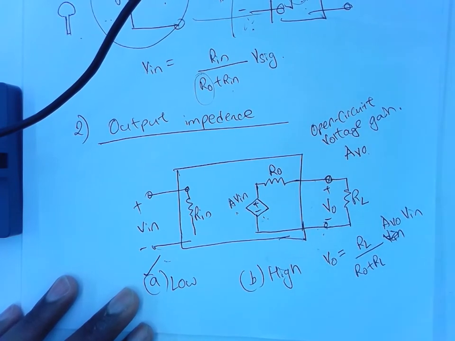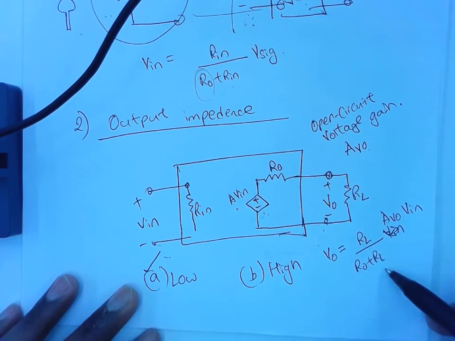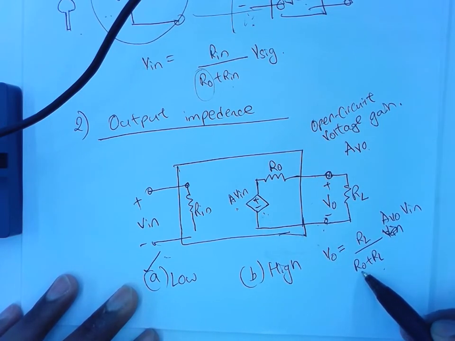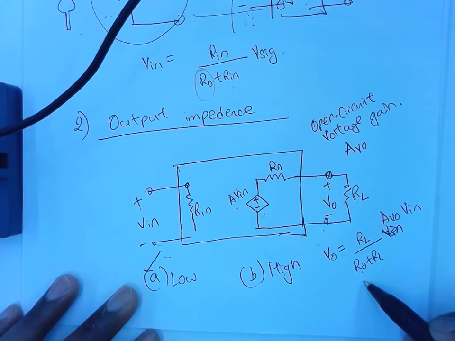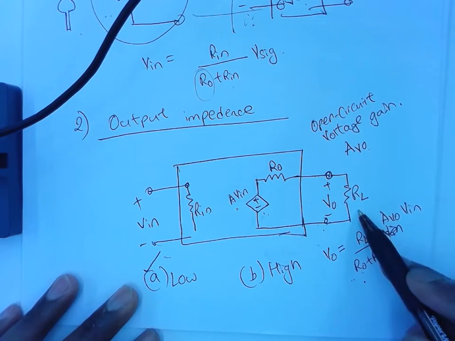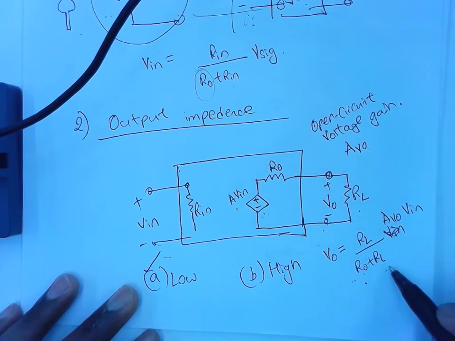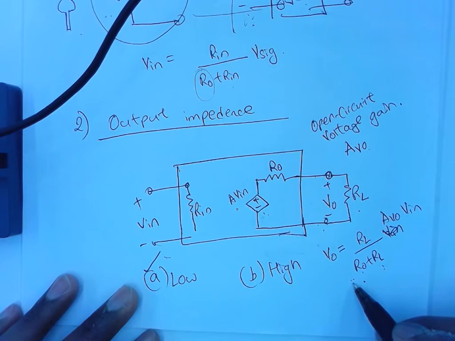That would be my voltage across the load resistance. Again, no matter what RL is, if RO is very small, then this fraction will be close to 1, and it can be max 1. Ideally, RO should be 0, so that I'll get the entire voltage gain across my load resistance. Now, the smaller RL is, the smaller RO should be.